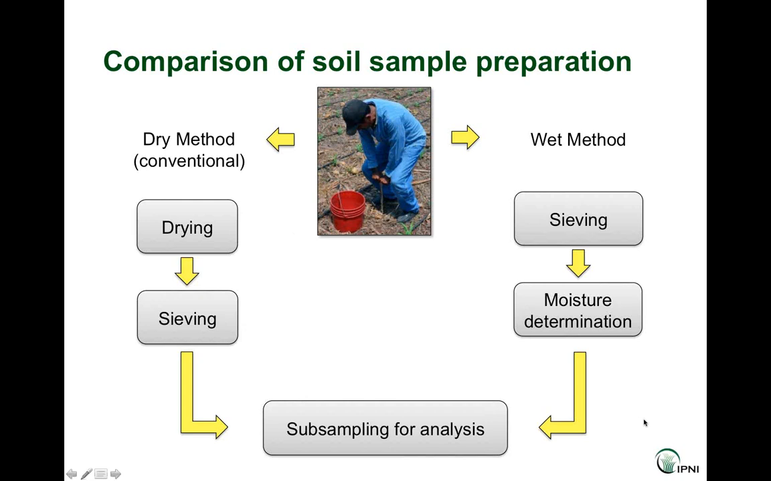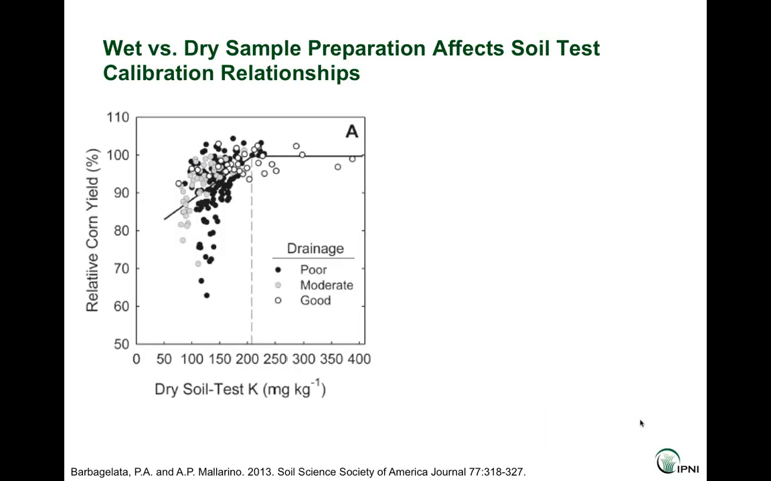I'm going to show you some recent data on the difference between this conventional dry method of preparation and the wet method. The graph that I have here is really the basis of all of our potassium recommendations. These are what we call soil test calibration relationships, and they help us understand how unfertilized soils yield compared to fertilized soils at various soil test levels.